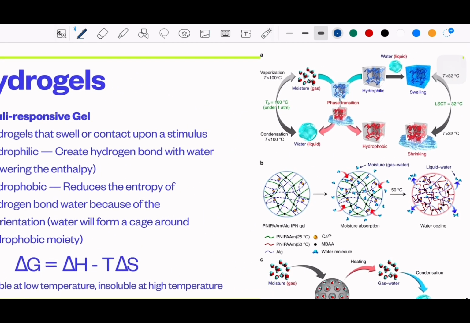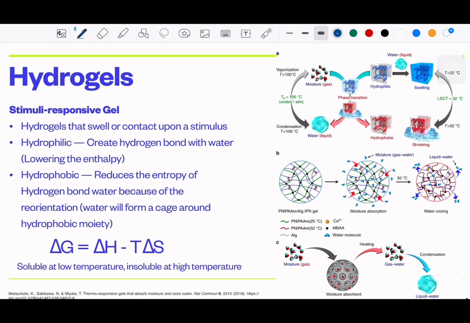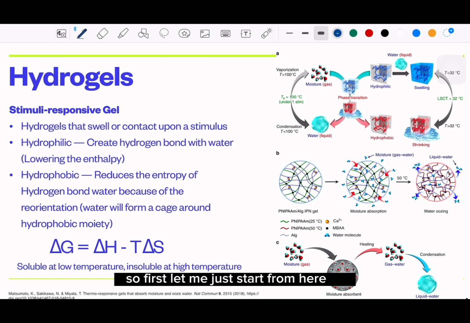Okay, this is some example. We see from this hydrogel, let me just start from here. This gel can be stimulus responsive. We can have this stimulus based on temperature, or maybe based on some tension also. But let's say we are having the temperature, because I think it's easier to analyze through thermodynamics.